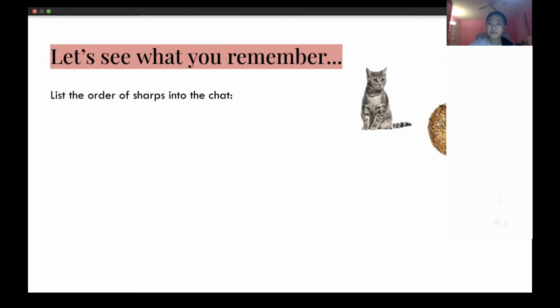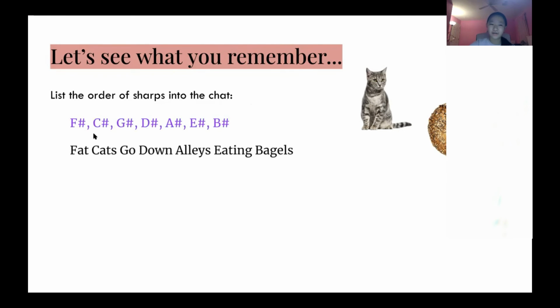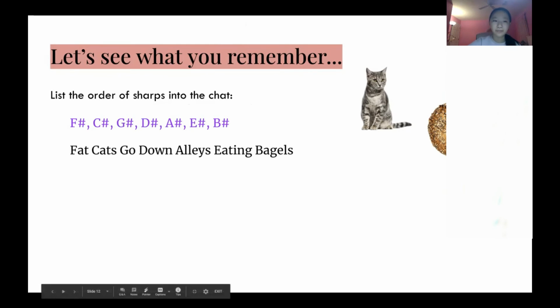Okay, so let's see what you remember about the order of sharps. I put up some pictures here to help you remember the acronym, if that helps. Type the order of sharps into the chat. Great. So these are the order of sharps, and a good way to remember it is: fat cats go down alleys eating bagels. Usually when I take the theory test, I would just write this down whenever they ask me to write a key signature, so I can remember it.